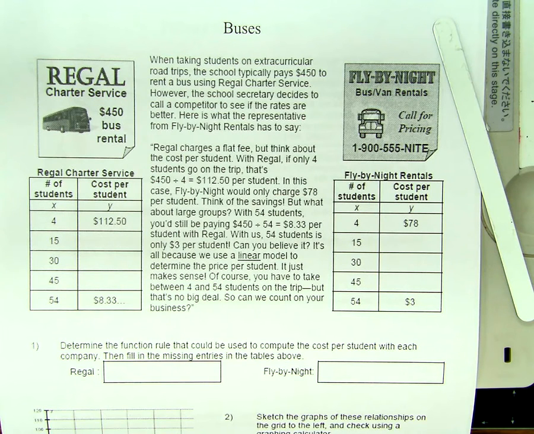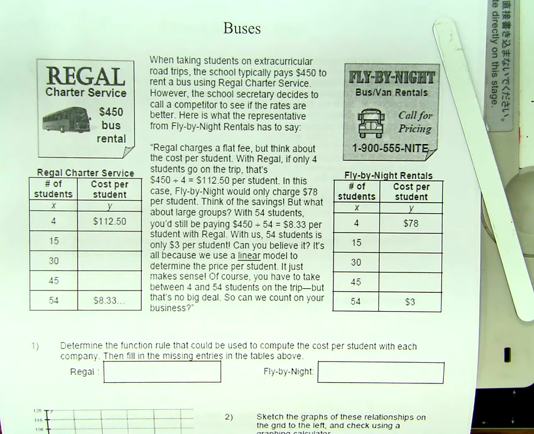So, determine the function rule that could be used to compute the cost per student with each company, and then fill in the missing entries in each table. Okay, so what formula, what equation do you think that each company is using? They did give you enough in the problems for you to know.